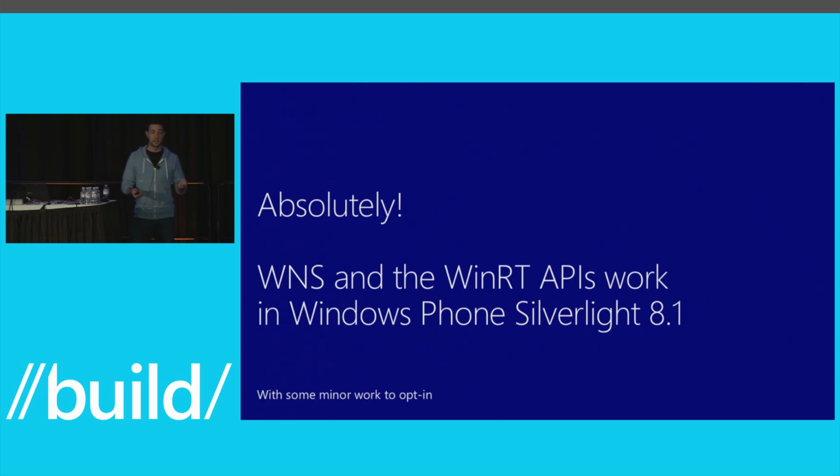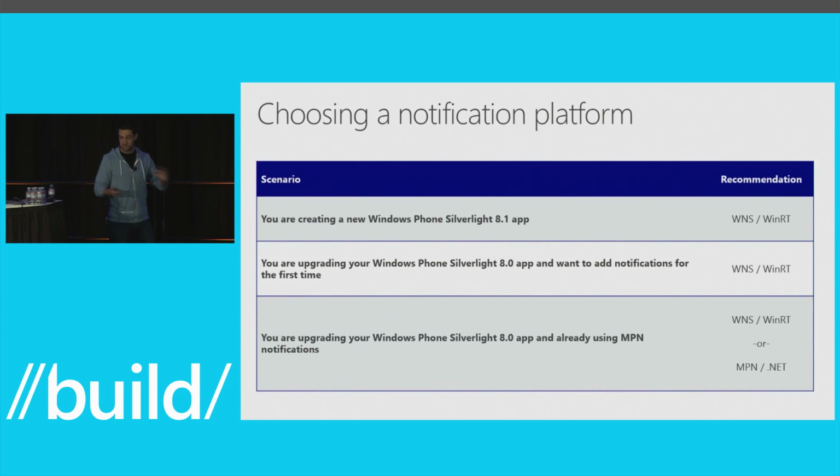You have to do some work in certain scenarios. Scenario breakdown is super easy. If you are creating a new Silverlight 8.1 app, use WNS and the new tile stuff. We're still obviously supporting building new. If you don't need to use the new Universal project, you want to build a Silverlight app for whatever reason, do it. You'll be able to use this stuff super easily. It won't be a problem. If you're upgrading your Silverlight app and want to add notifications for the first time, use the new stuff. Won't be an issue at all.